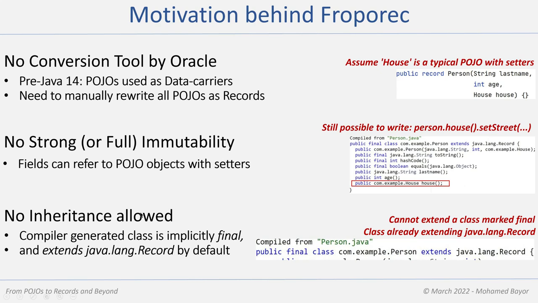And the third point is the inability to extend a record class, or for a record class to extend from an existing Java class. As you can see here, the compiled record class is marked final, and by default it's already extending the internal java.lang.Record class.